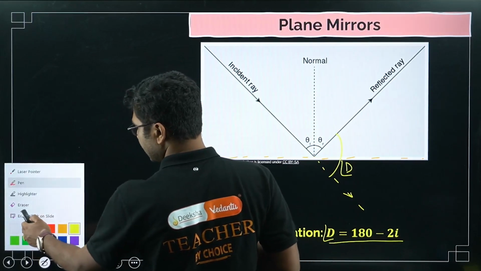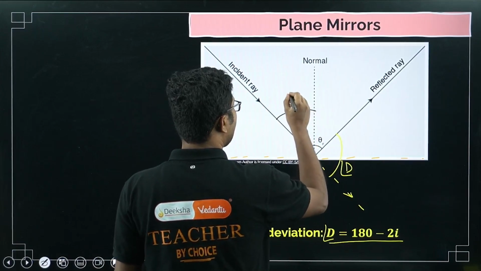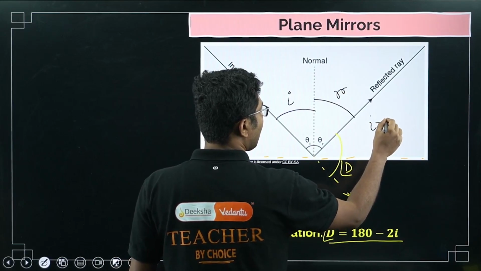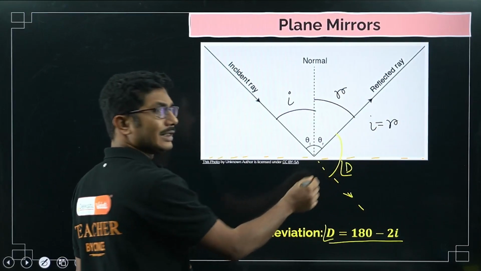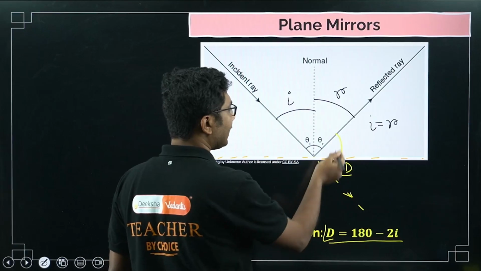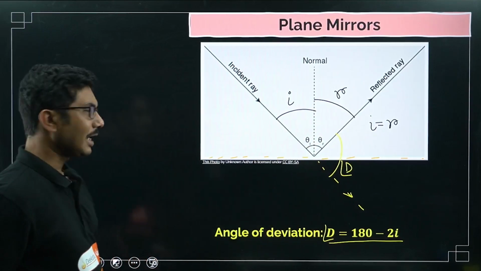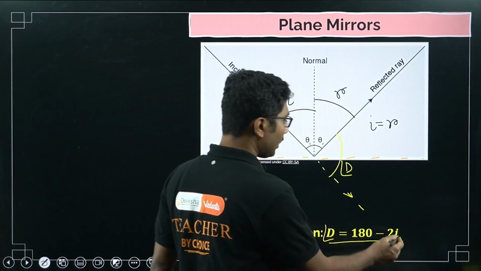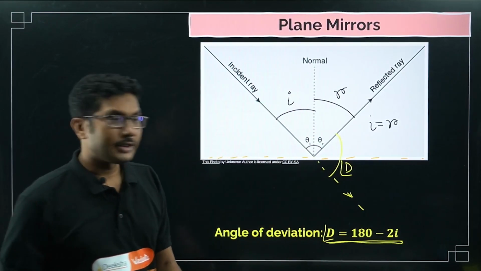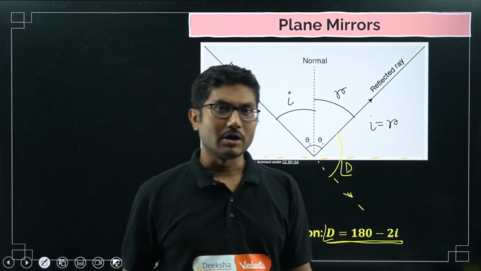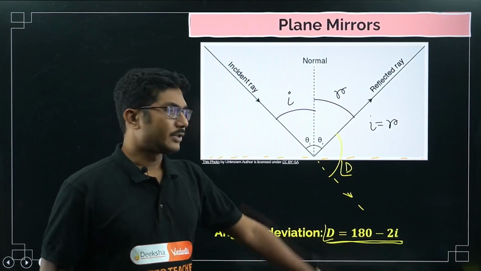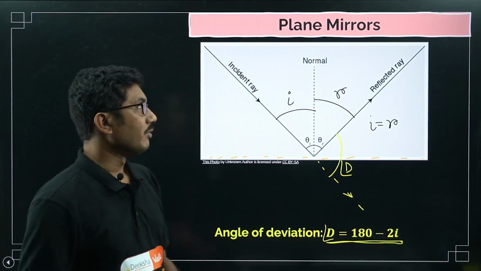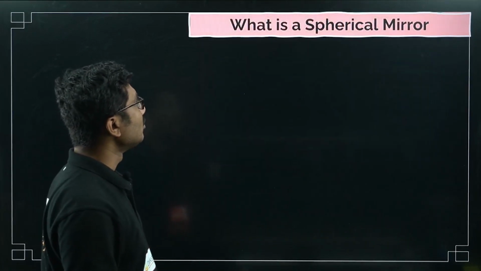For our convenience, I will denote this angle as i, and this angle is r. Now i is equal to r. This total angle is 180 degrees. So 180 degrees minus 2i, because i plus r is 2i as i and r are the same. So this is the formula that you might need to remember. If you don't want to remember it, you can draw this diagram and recall it. It is very easy to recall. Otherwise, you can simply apply this formula to solve problems which might come in your annual exam. Okay, now let's move on.